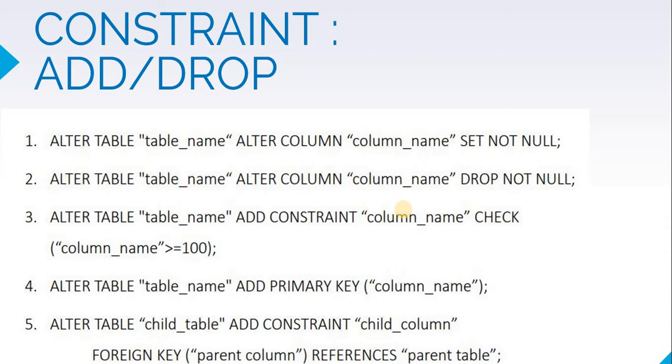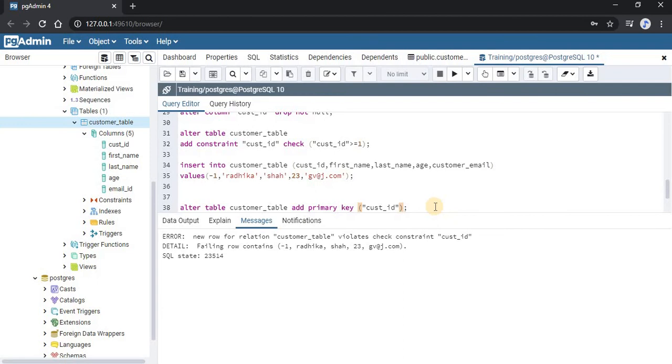So let us add the constraint of primary key and foreign key on our table. First let us look at the syntax. To make a column a primary key, this is the syntax: ALTER TABLE, table name, then the keywords ADD PRIMARY KEY and then the column name. So if we make our customer ID our primary key, we will write ALTER TABLE, table name, ADD PRIMARY KEY and the column name. So this will make customer ID our primary key.